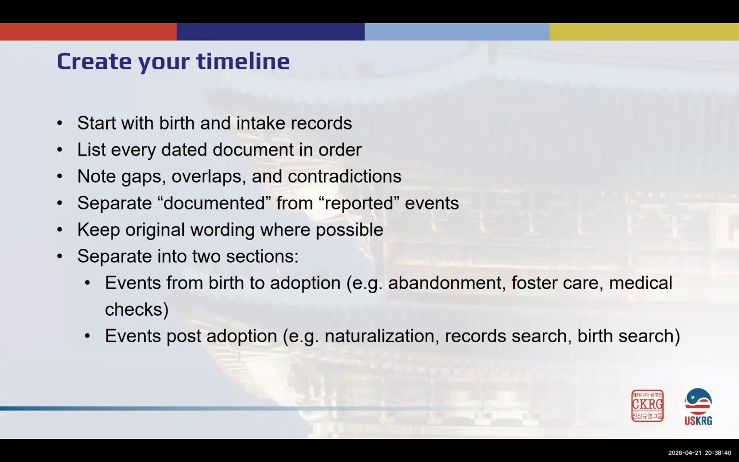And then what I tell people is to separate your timeline into two sections. The first section is events from your birth to adoption, like your abandonment, any time in foster care, when your medical checkups were done. And then events post-adoption, like your naturalization, record search, and birth search. The reason I'm saying that is because while the TRC is going to be very interested in all of the abuses and human rights violations that happened within the adoption, which basically happened in Korea until the time that you left the country, they're also going to be looking at what kind of obstruction and deflection the adoption agencies were doing when you were trying to find out the truth about your identity.